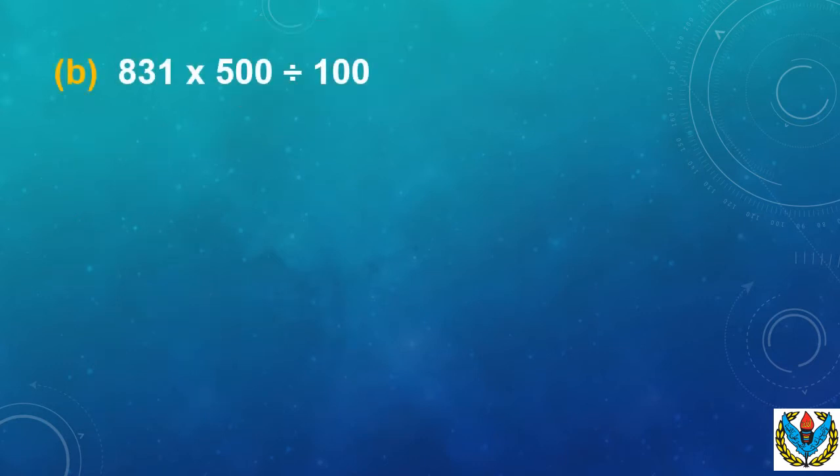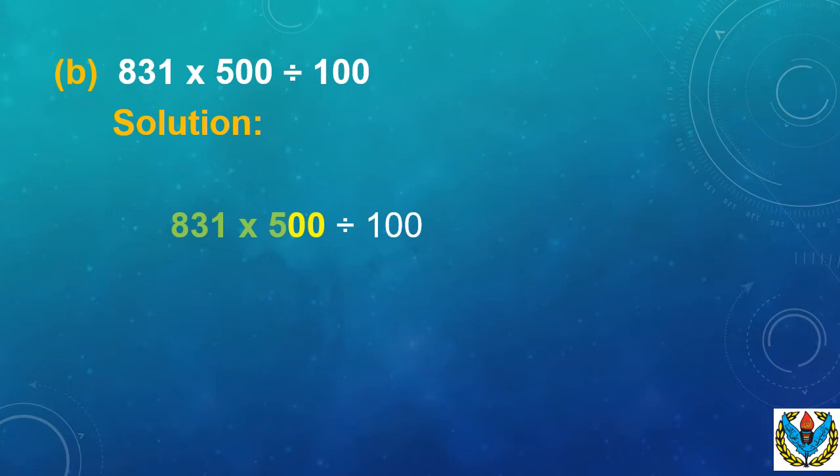Now here is the B part. 831 multiplied by 500 divided by 100. Moving towards the solution. Here there are two operations only, multiplication and division. And by rule number 1, if multiplication and division come together, then we can apply rule number 1, which is we have to start working from the left side.